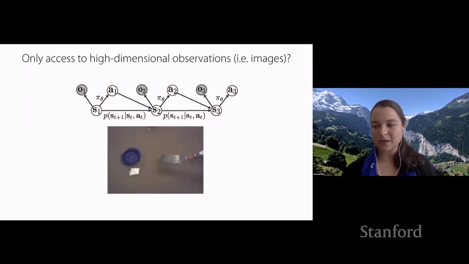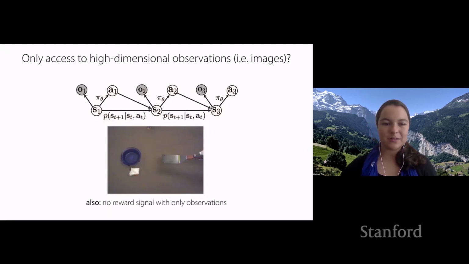As a concrete example, say you want your robot to be able to use the spatula to lift up this object and put it into the bowl. And the only thing that you have access to is this camera image. And the robot can't directly access, for example, the position of the bowl or the position of the object.